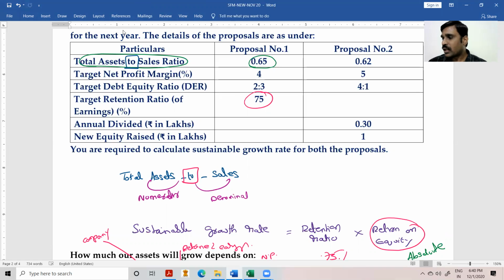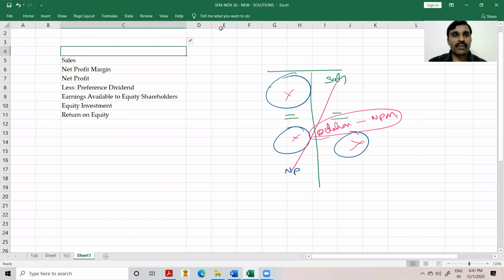If you come across any new ratio, look at the word "to". The word left of the "to" is the numerator and the word right of the "to" is the denominator. So my formula will be total assets divided by sales is equal to 0.65. So how will I get sales? Total assets divided by 0.65 is equal to sales. As simple as that. I'll take sales to here and 0.65 there.